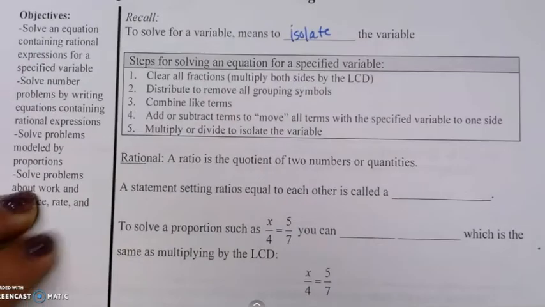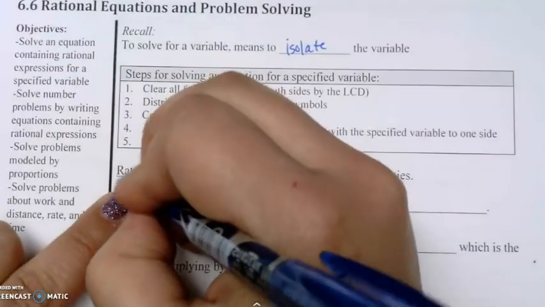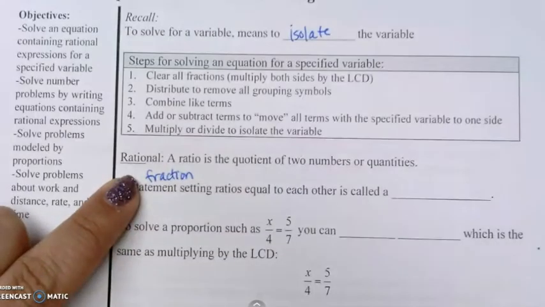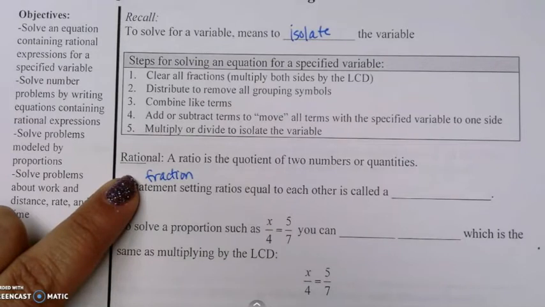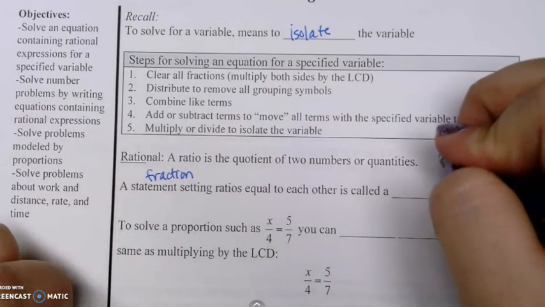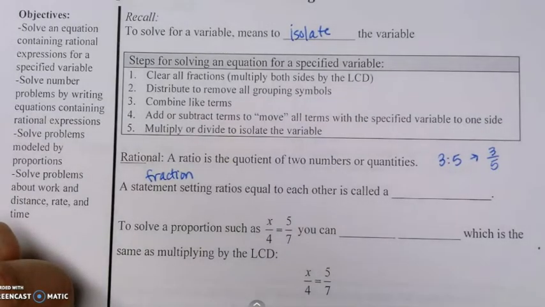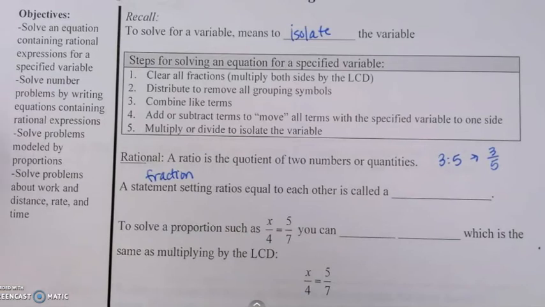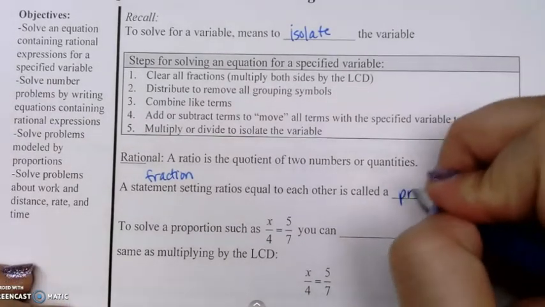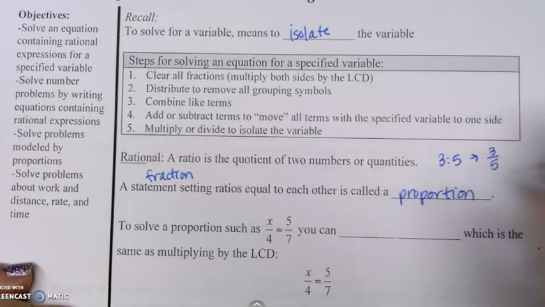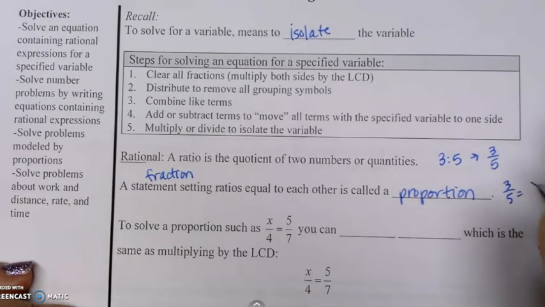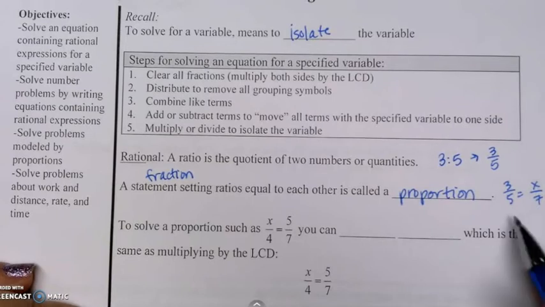And then remember, the word rational means fraction. We said anytime we see the word rational, we think fraction. A ratio is a fraction of numbers or quantities. So it's when we're relating to numbers or quantities. So something like 3 to 5, which can also be written as 3 over 5. Okay, and then when we set two ratios equal to each other, we call that a proportion. So that would be something like 3 over 5 equals x over 7. That is two ratios set equal to each other, so it is a proportion.